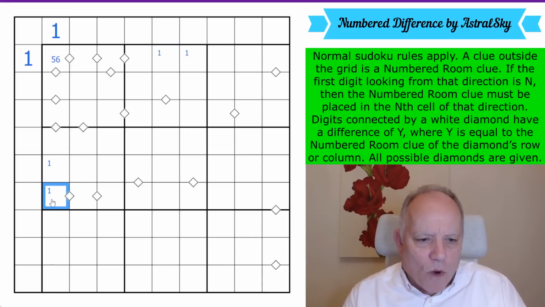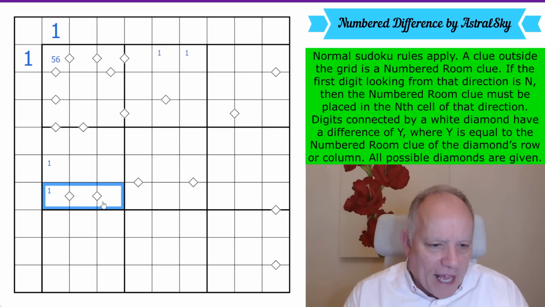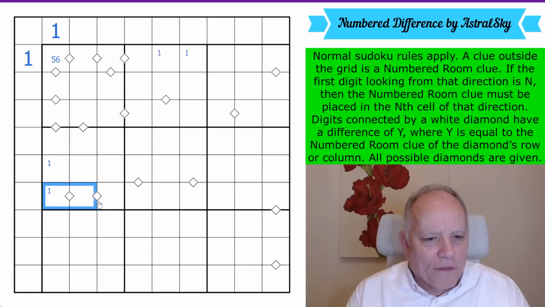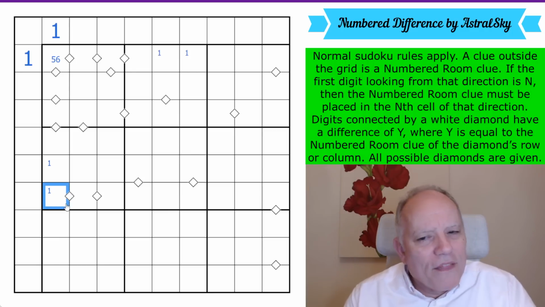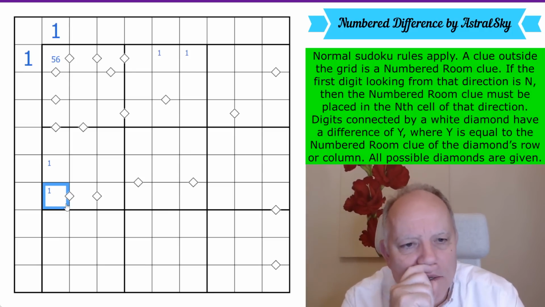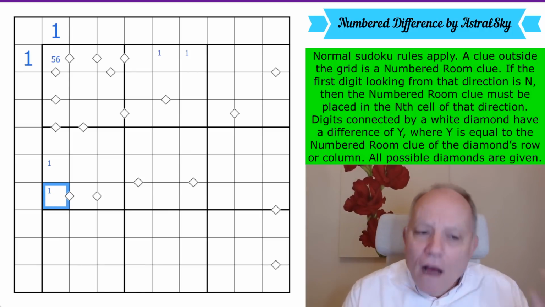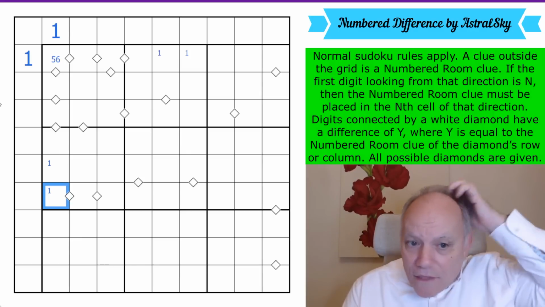Now, if this is a 1, I was going to say this goes 1, 2, 3. That is not the case. We have not established what the numbered room digit for this row is. We don't know what this differential is. So actually that's quite plausibly a 1. Bother. There is the negative constraint. Yeah, that's going to do it. Oh, that's marvellous. That's marvellous.